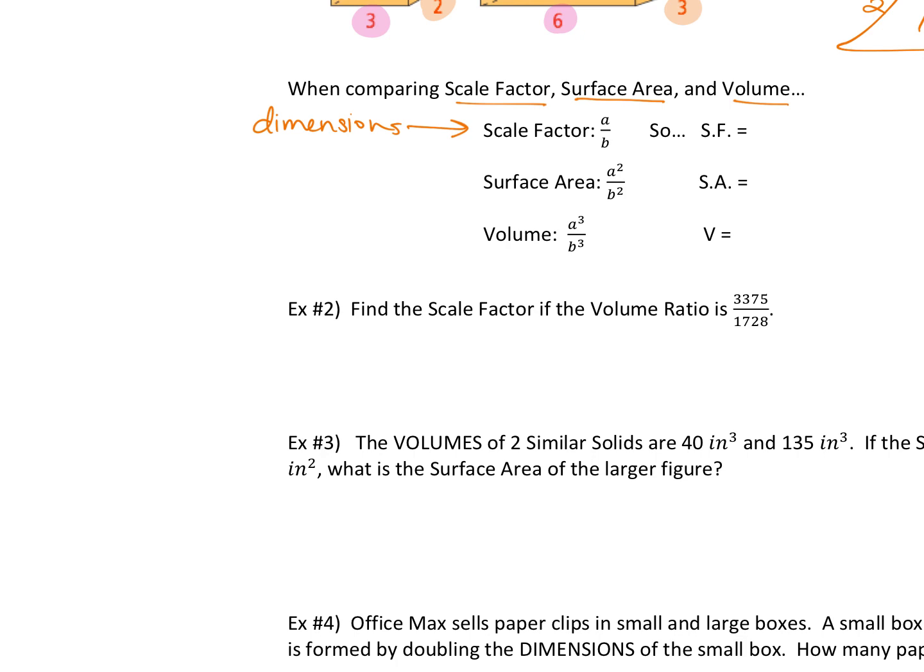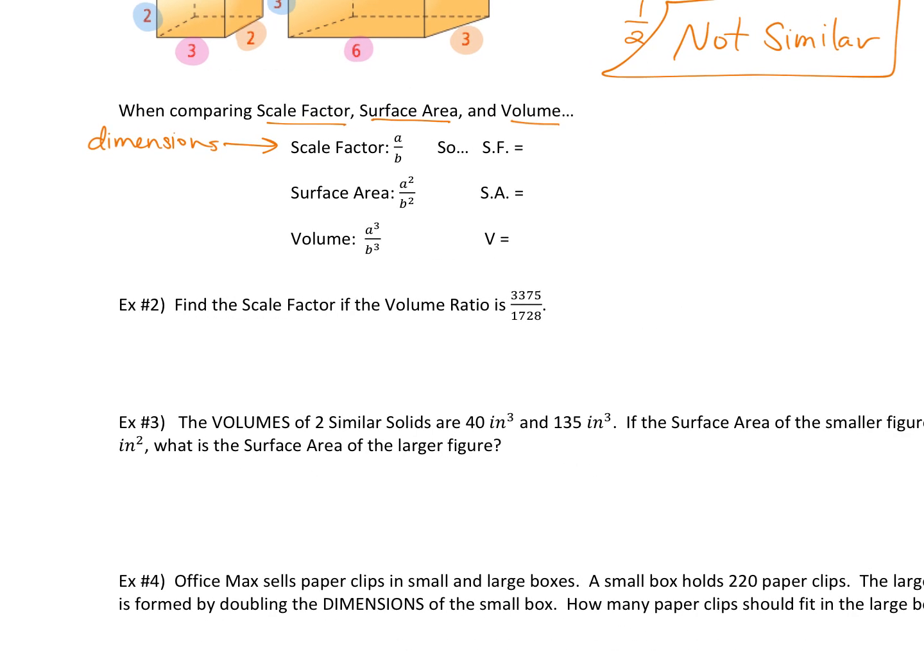If we know a side length of each figure, so let's say one figure has a side length of 1 and the other figure has a side length of 2, our scale factor is 1 to 2, okay? When it's an area ratio, we're just squaring those numbers. So what would the surface area ratio be if the scale factor is 1 to 2? 1 to 4, right? It's 1 squared to 2 squared, which is 1 to 4. So with a scale factor of 1 to 2, we'd have a surface area ratio of 1 to 4.